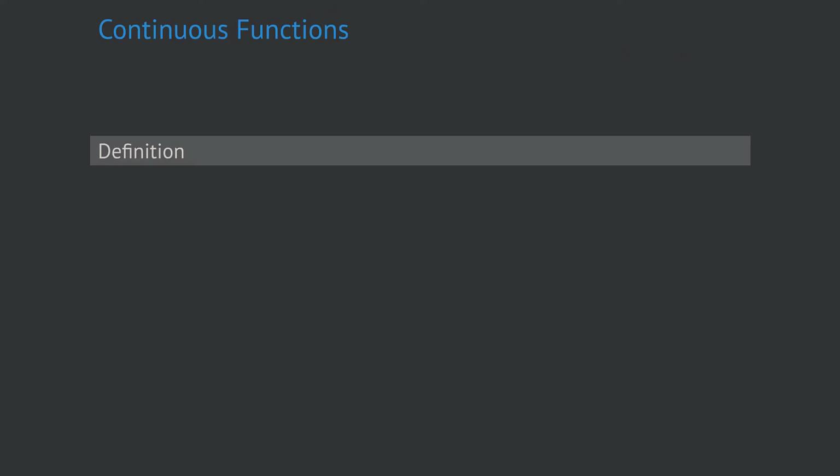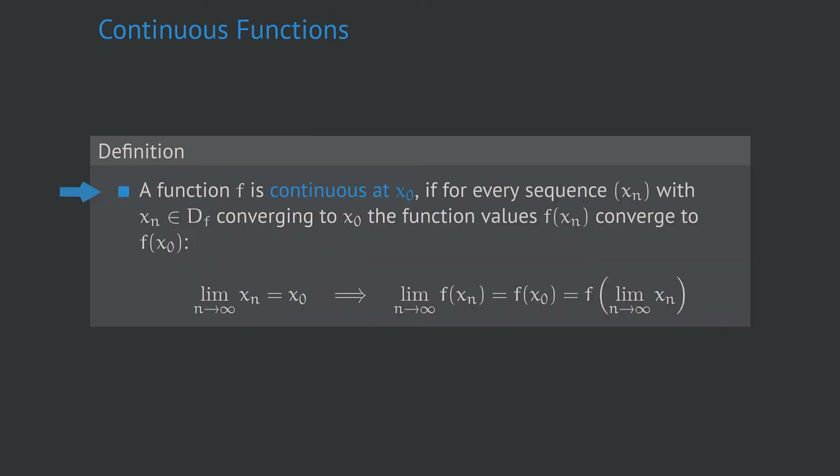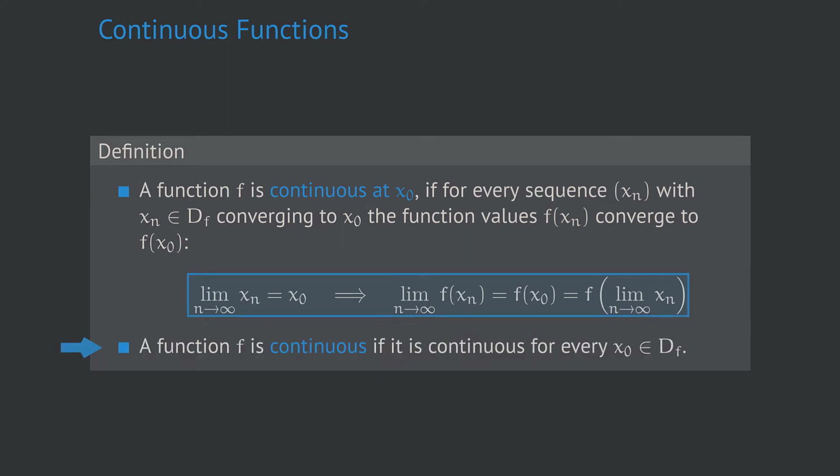So let us now precisely define what a continuous function is. We first define what we mean by continuity at a certain point x0. So a function f is continuous at x0 if for every sequence xn which we take from the domain of f and which converges to x0, the function values f of xn converge to f of x0. And that is expressed by exactly the formalism we have already written down before. Now if we broaden that condition from one specific point x0 to all points where the function f is defined, we can say that the entire function f is continuous. So a function f is continuous if it is continuous for every x0 in the domain of f.